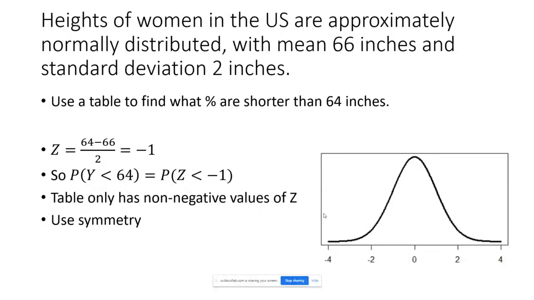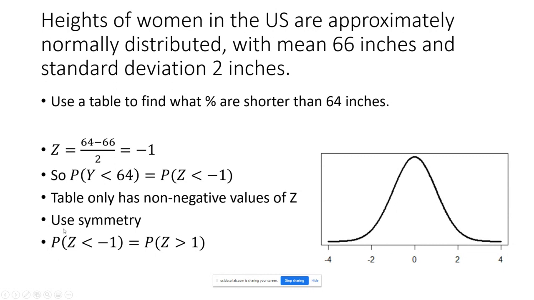So we need to use the fact that the normal distribution is symmetric and say the probability that z is less than -1. So if we think about drawing a line at an x value of -1 here, the area to the left of that under the curve, that's going to be the same as if we drew a line at +1 and looked at the area to the right of that.